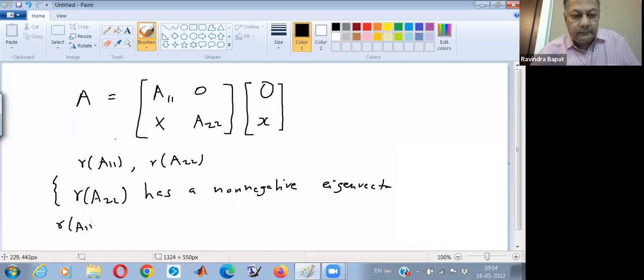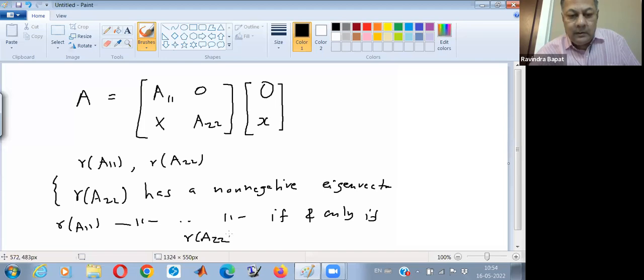So this statement is not difficult, that the spectral radius of A22 has a non-negative eigenvector. And the spectral radius of A11 has a non-negative eigenvector if and only if, like the 2 by 2 example, R(A22) is less than or equal to R(A11). Otherwise, it will not have a non-negative eigenvector. So this is sometimes called, if you look at Google, the Frobenius-Victoria theorem.